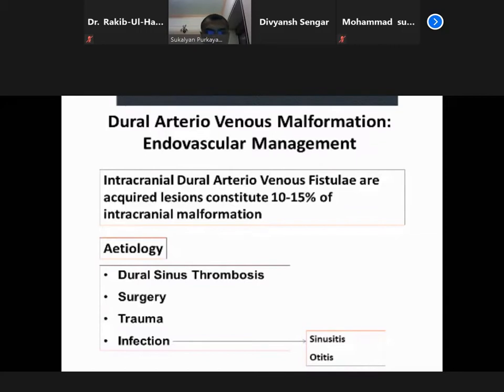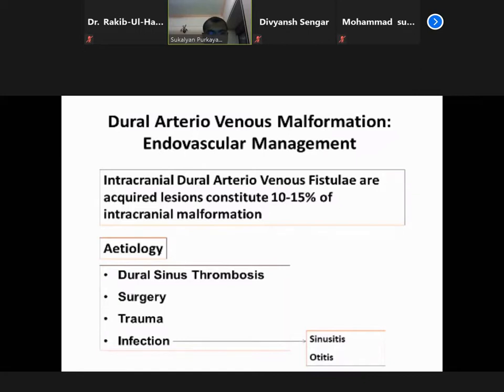Okay. So trauma is what I have said. The trauma probably causes some sort of a localized dural fistula, that is, direct communication from the dural artery to the vein. And infection is sometimes again a cause for the dural fistula. Usually it happens after sinusitis, otitis media, and usually those sort of vascular malformations we see in the region of the transverse and sigmoid sinus.